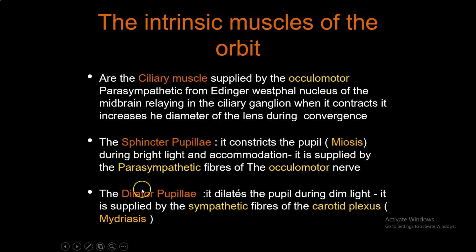The third one of the intrinsic muscles is the dilator pupillae. It dilates the pupil during dim light. It is supplied by the sympathetic fibers of the carotid plexus, which is present around the carotid artery. And if you injure this sympathetic supply, like injuring the superior cervical sympathetic ganglion, you can get Horner syndrome, which is formed of ptosis, meiosis, because it causes loss of dilation, enophthalmos and anhidrosis, if you can remember.